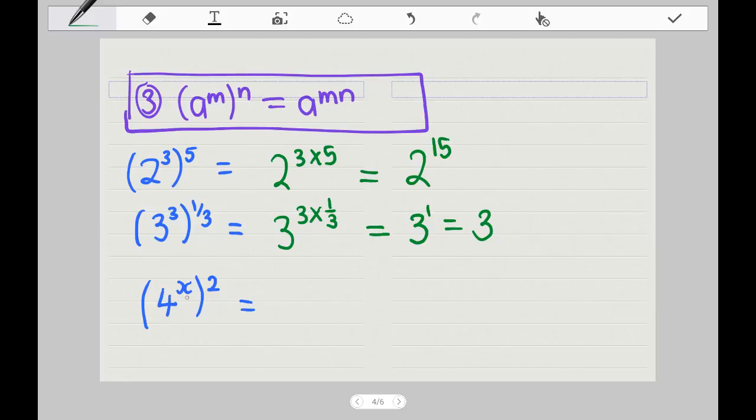Okay, here's one with a variable in the exponent. It's the same law we're applying. So just remember, no matter what they give you, you apply the law that is underlying it. So this is 4, and then this here is x times 2, which is just 4 to the power of 2x. Okay, let us look at the next one.